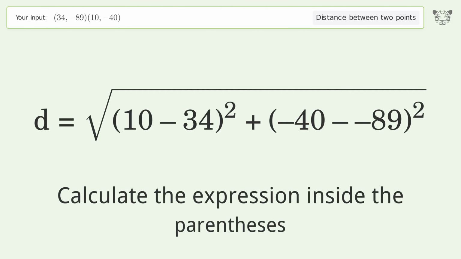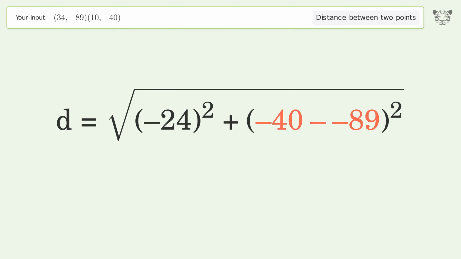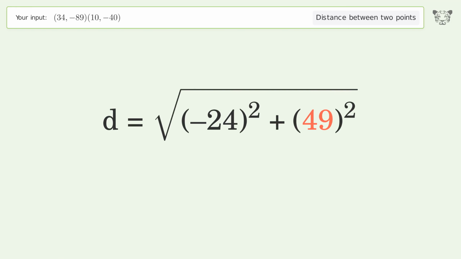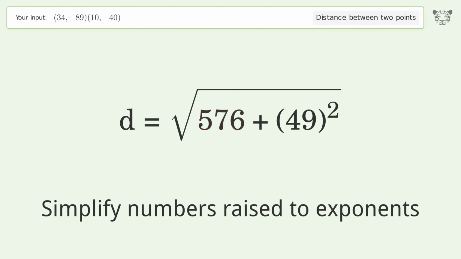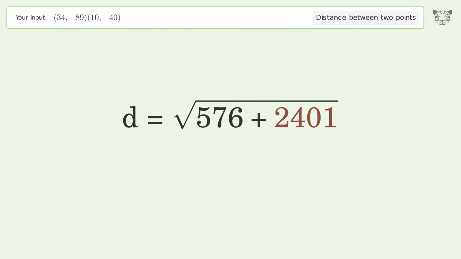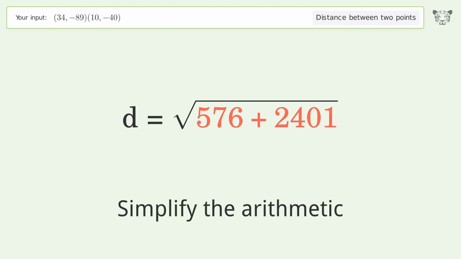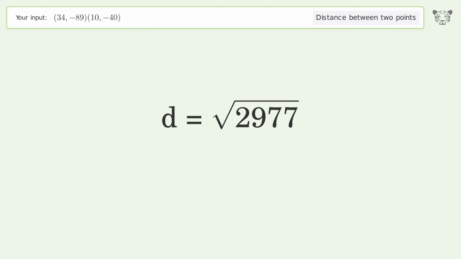Calculate the expression inside the parentheses. Simplify numbers raised to exponents. Simplify the arithmetic. And so the distance between the 2 points is the square root of 2,977, or 54.562.